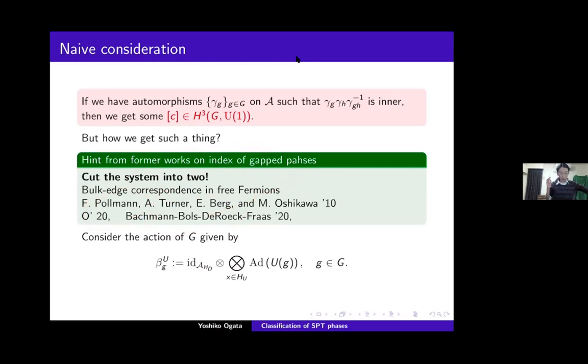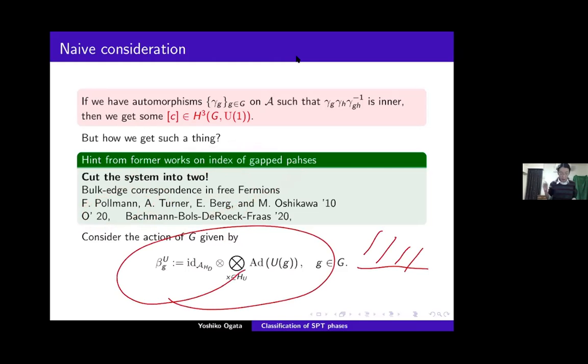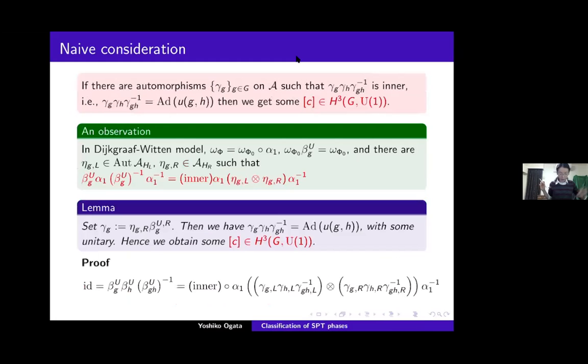So I decided to consider the action of G restricted to a half plane. That is, I decided to consider this action of G. And then I made some very simple observation on a very simple, very nice model, which is related to the Dijkgraaf-Witten model. The situation is as follows.